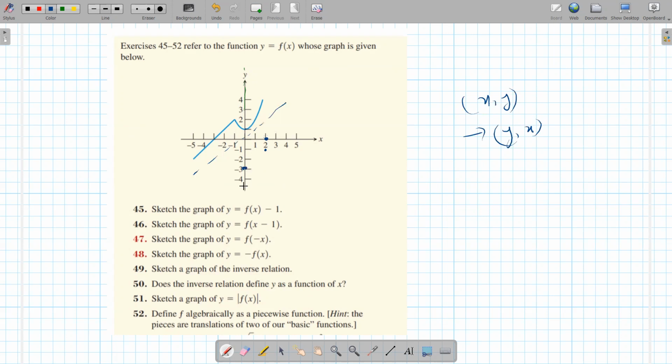So it'd be (1, -3). Sorry, (-3, 0) becomes (0, -3). And then this one is (2, 4), it's going to become (4, 2). Up there is 4, right? Like that. And then just connect the dots. I see it looks like a reflection about this line. Does the inverse relation define y as a function of x?